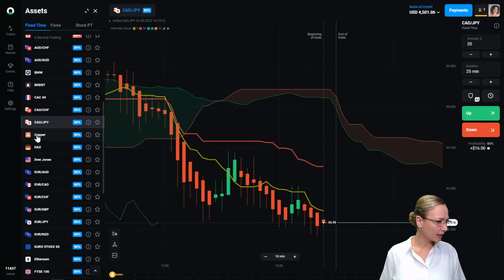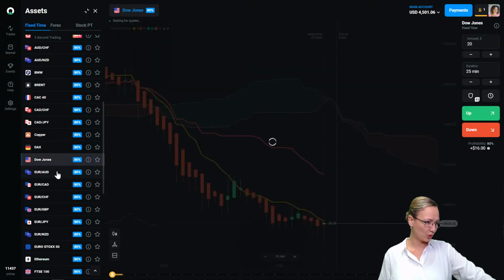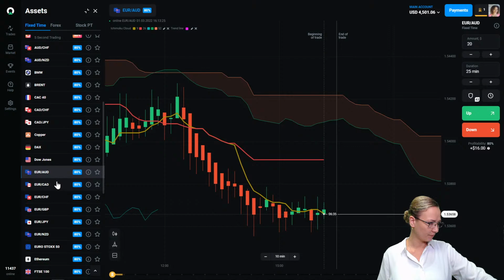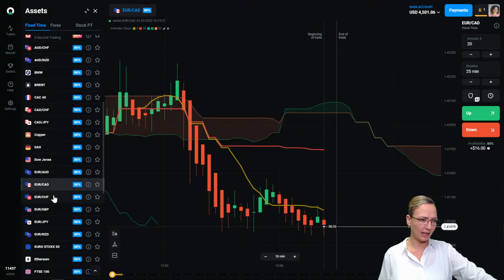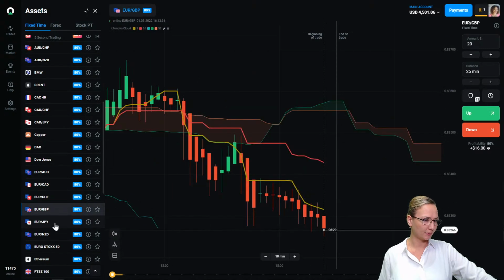Alrighty, CAC, JPY, copper, the German DAX, the Dow Jones. Is anybody else seeing some signals on any of the assets, my friends? Alrighty. Euro AUD, just flat. And we are looking at the 10-minute time frame too.